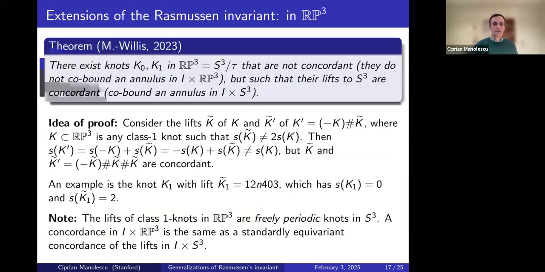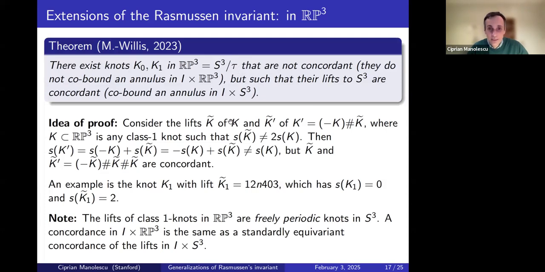Here is an application, a concrete application. If you think about cobordisms in an interval times RP3, the simplest thing you can ask is whether there is an annulus. If so, you say that they're concordant. Just like in S3, you said that two knots are concordant if they co-bound an annulus in I times S3. So we have an example that there exist knots that are not concordant in RP3, but when you lift them to S3, they become concordant. So the lifts are concordant.